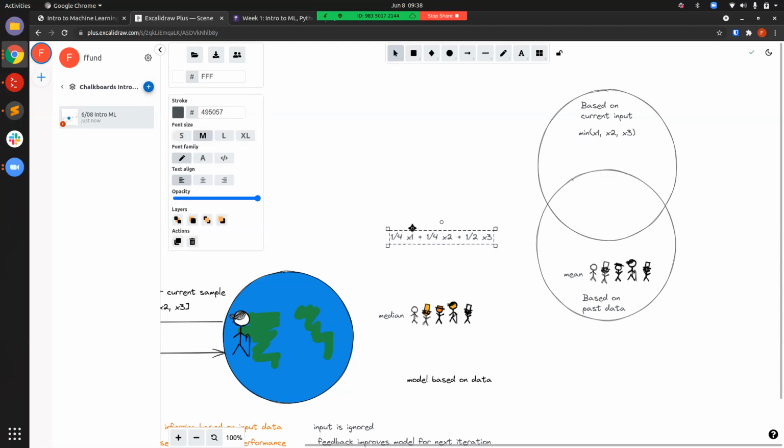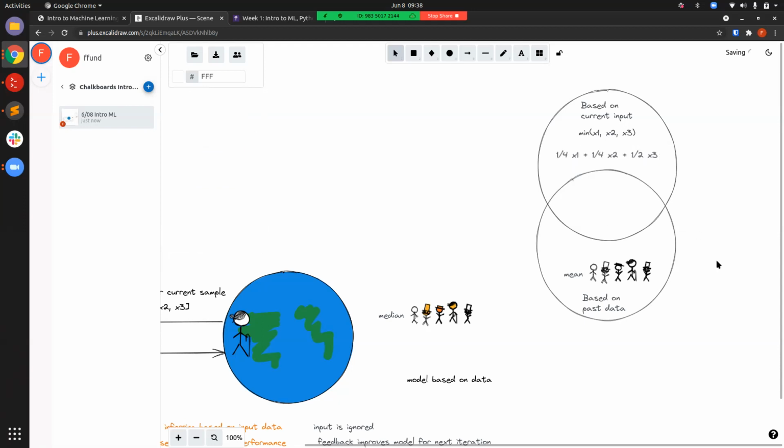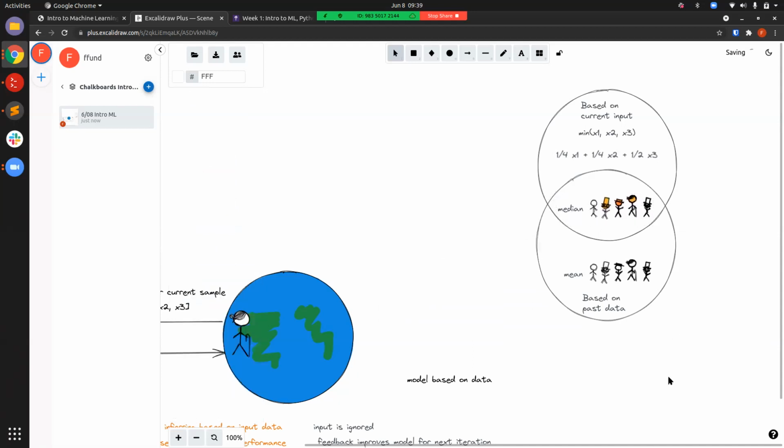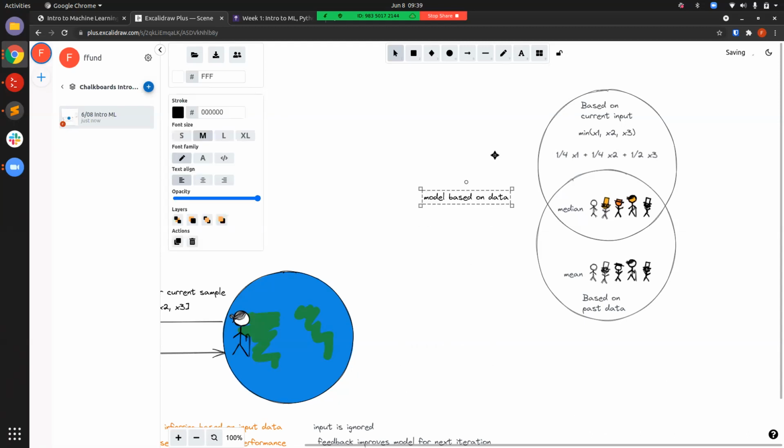Okay, what about this one? The weighted sum of course grades. Is this based on current input, past data, or both? I'm going to put it here. It's based on current input. Okay. And then the one where, let's say we use the current input to find the three previous students who are most similar, and we predict the median of theirs. Okay, so this is both. So here we have 2 systems based on past data, 3 systems based on current input.